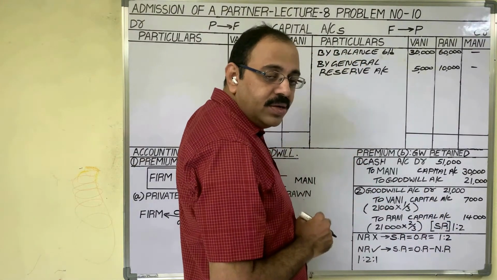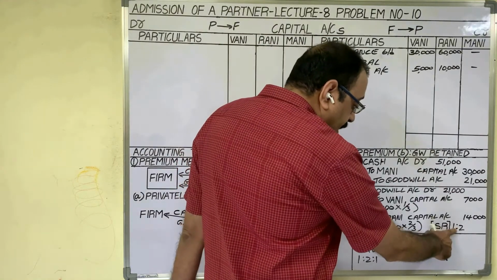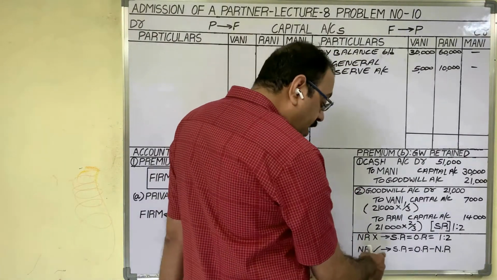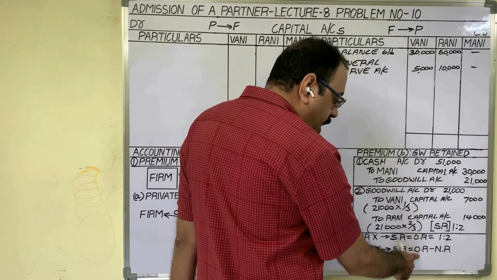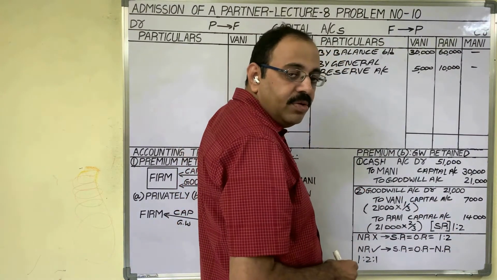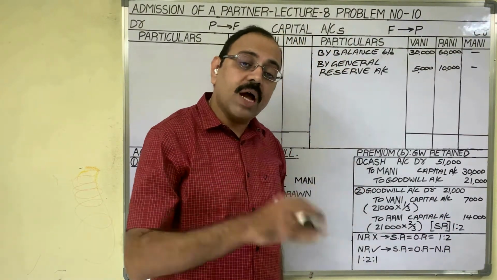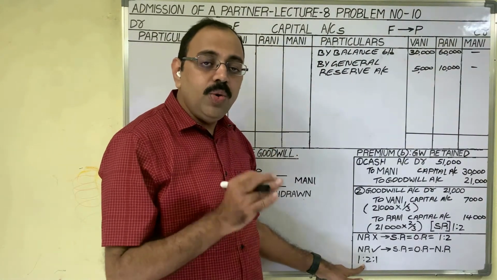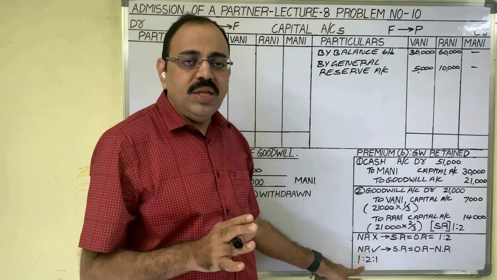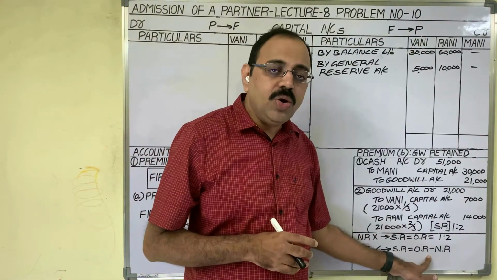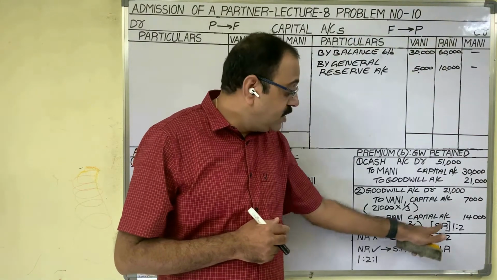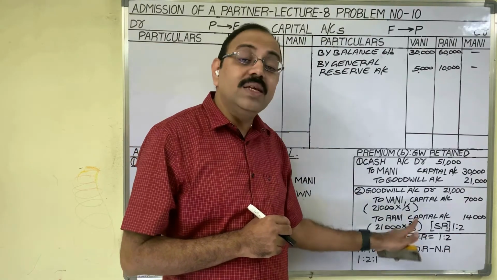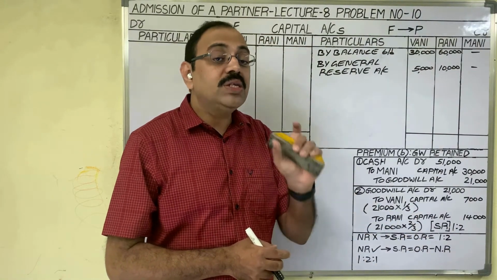And observe one point. In present problem, sacrificing ratio and old ratio are both the same. Even though we calculated sacrificing ratio by using formula, old ratio only came. But don't think that in every problem it comes like that. It depends on the new ratio which is given in the question. So, when new ratio is given in the question, don't think that no need to calculate sacrificing ratio, anyhow old ratio only comes, let us take the old ratio only. It is not correct. Compulsorily, you have to calculate the sacrificing ratio when new ratio is given in the question.